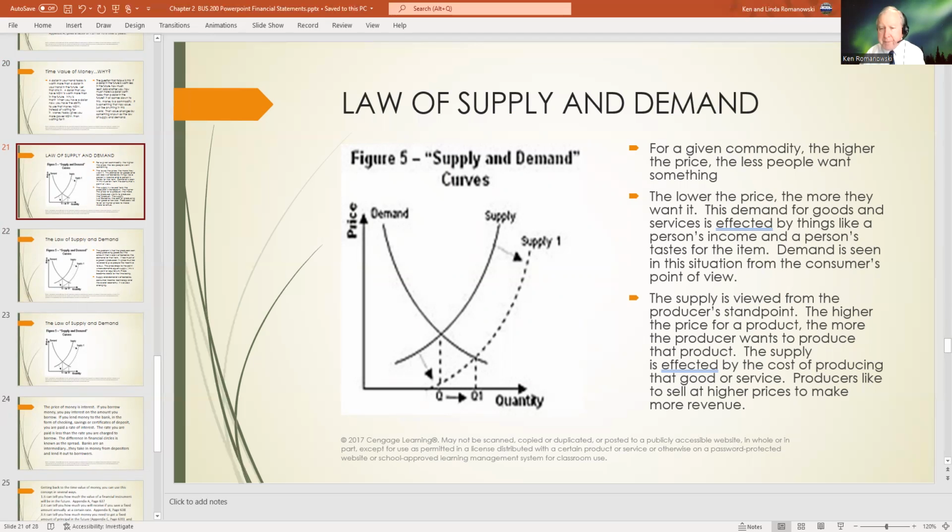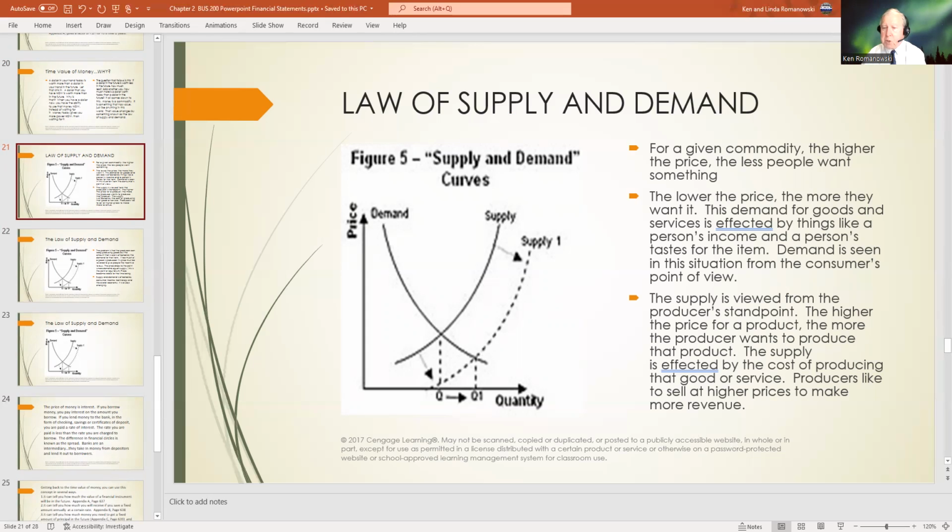Well, what about supply? So the supply is viewed from the producer's standpoint. So the higher the price for a product, the more the producer wants to produce that product. Makes sense. If I'm a manufacturing company and I can sell something for a higher price, I want to make as many of those things as I can because I'm going to make more and more profit each and every time. Okay, so the supply is affected by the cost of producing that good and service.